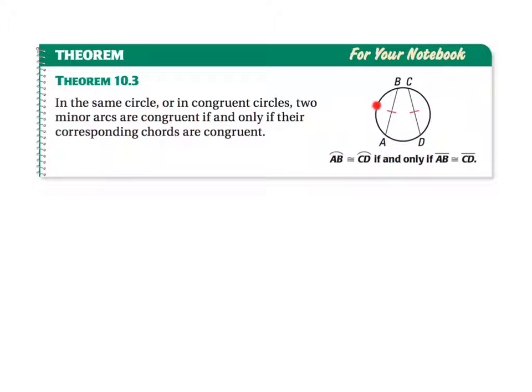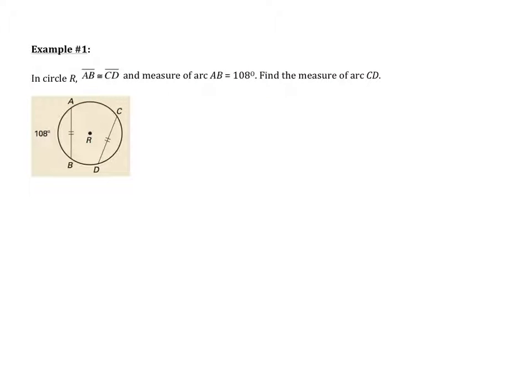So if we know that arc AB is congruent to arc CD, then we would know that chord AB is congruent to chord CD. We also know it the other way around. If you know that these two chords are congruent, then their arcs would be congruent. So let's put that theorem to use.